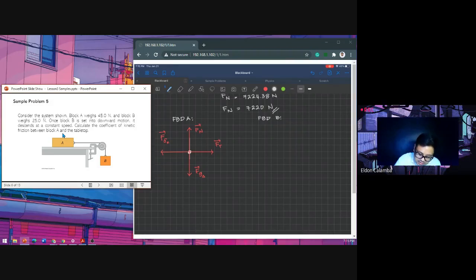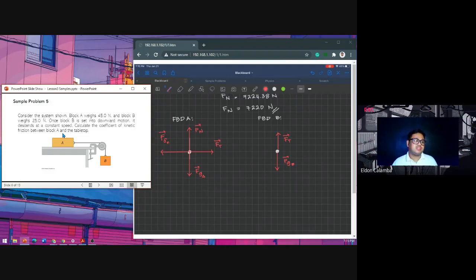So, I have this one, X and Y, if you want. Pero ako, isahin ko na ito kasi sa Y lang man ito. So I have the FT going up, and then the weight of B, FGB. Yan. Now, sir, it is in motion.